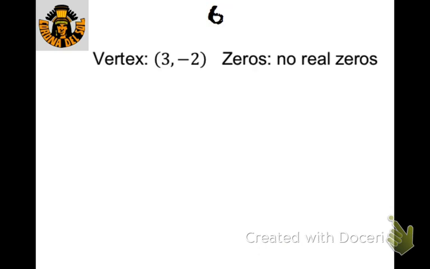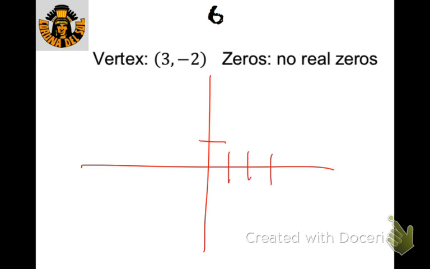All right, this one is... Oh, we got an email in. Okay. So this one, the vertex is 3, negative 2. So then we just plot the vertex. 3, negative 2, which would be right there. And since it has no real zeros, that means it doesn't cross the x-axis anywhere. So it has to open downward. We don't really know how wide it opens up or anything, but it definitely opens downward.